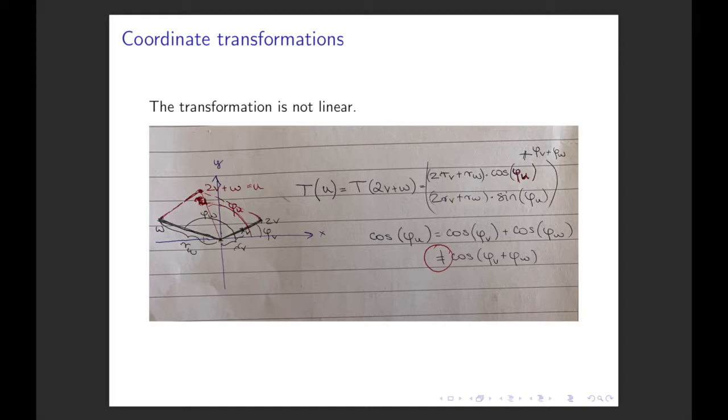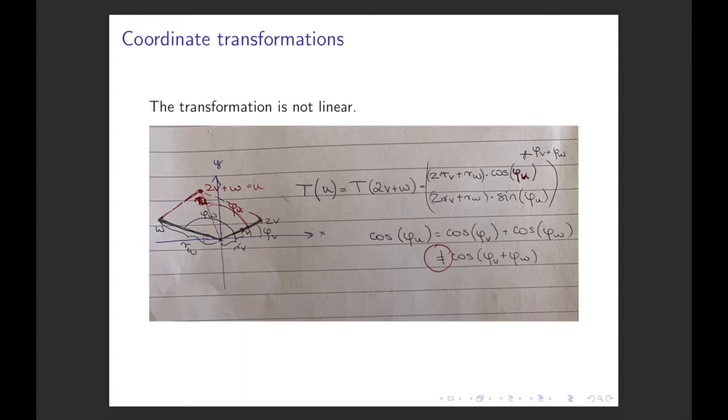But something is very different. Actually, a few things are very different. First, the transformation is not linear. So here what I mean is, take the vector u, that is the sum of 2 times the vector v plus the vector w. This is written in red.